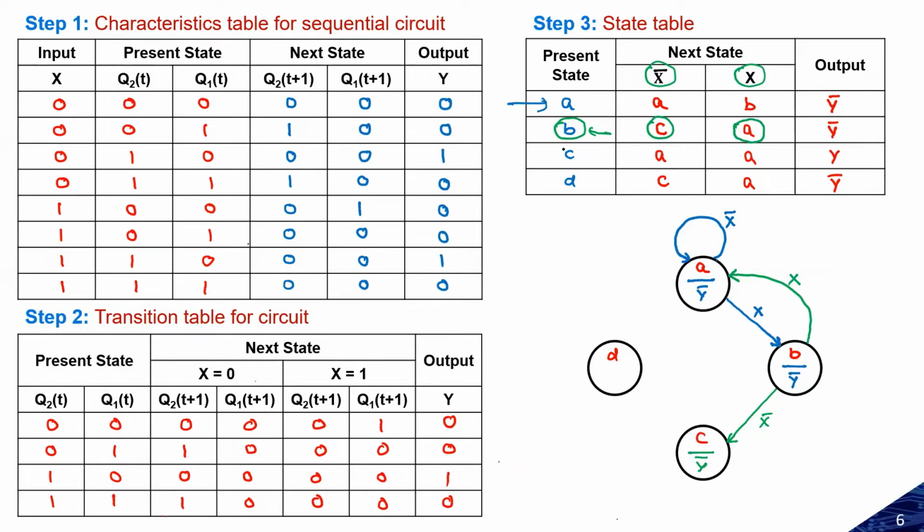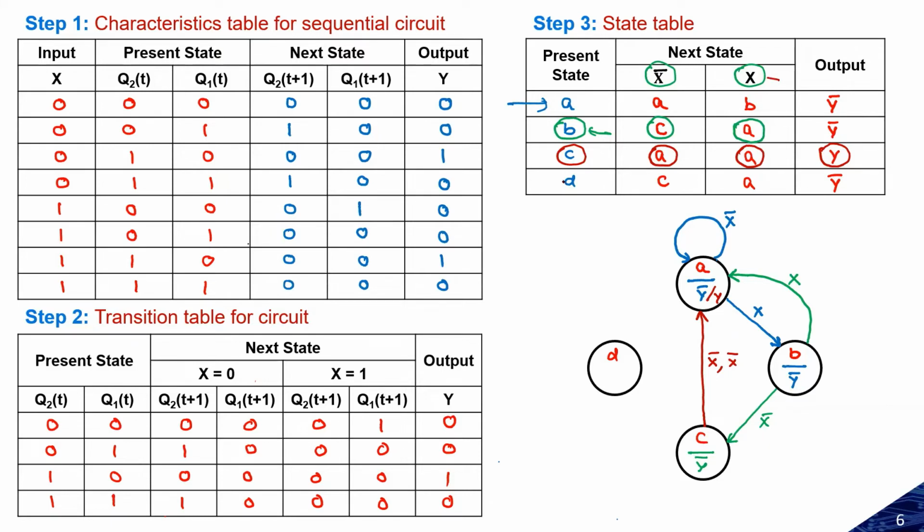Now let us talk about the third state. The second one is also complete. Third one is like the present state is C. Next state is A for X bar. So C to A here, and this is for X bar. And the output here I can see is Y. Again, if X is equal to 1, then again the next state is becoming A. So this is valid for both the cases, X bar and X, and the output is Y.